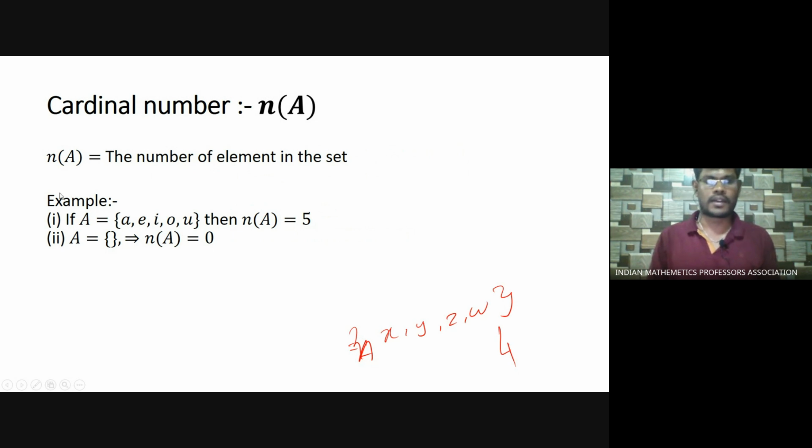Here we have some more examples. If A is equal to the set of all vowels in the English alphabet, A, E, I, O, U, then the cardinal number n of A is equal to 5. The second one: for an empty set, the cardinal number should be 0, n of A equal to 0.